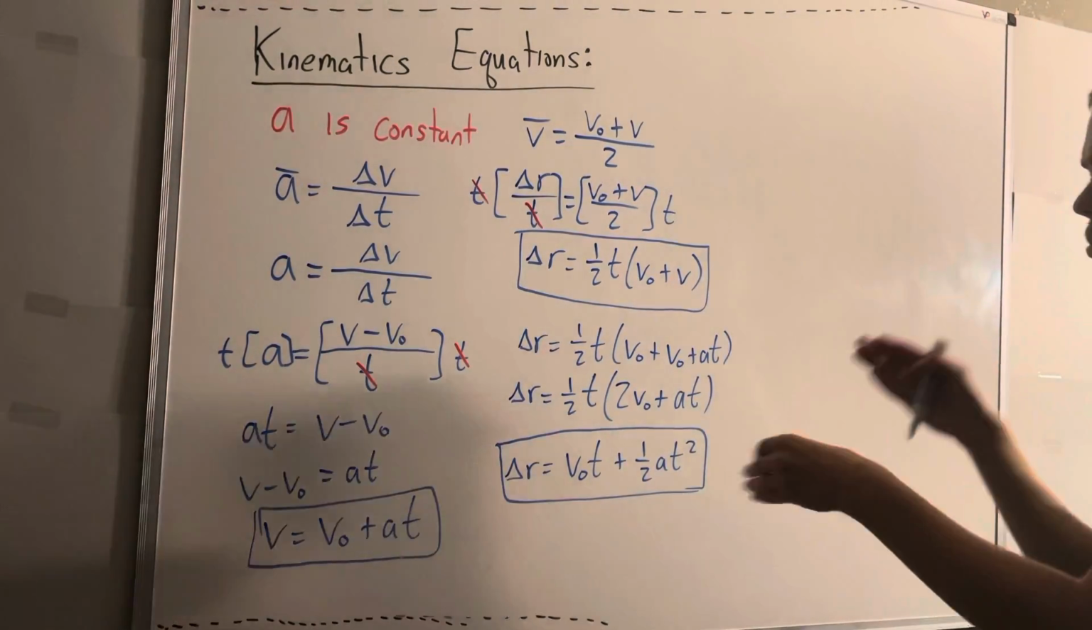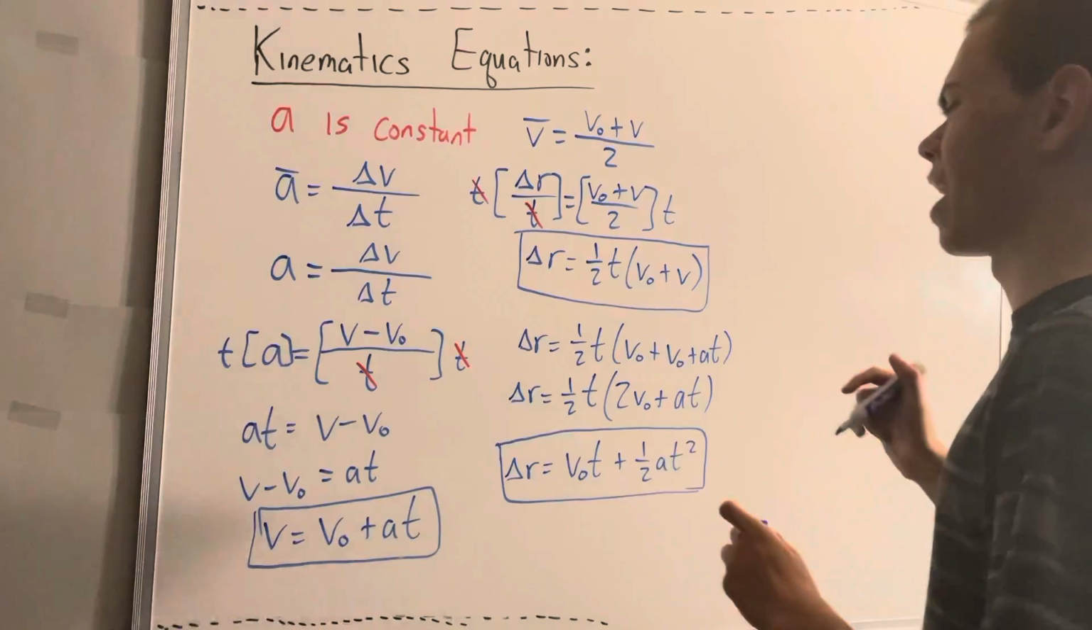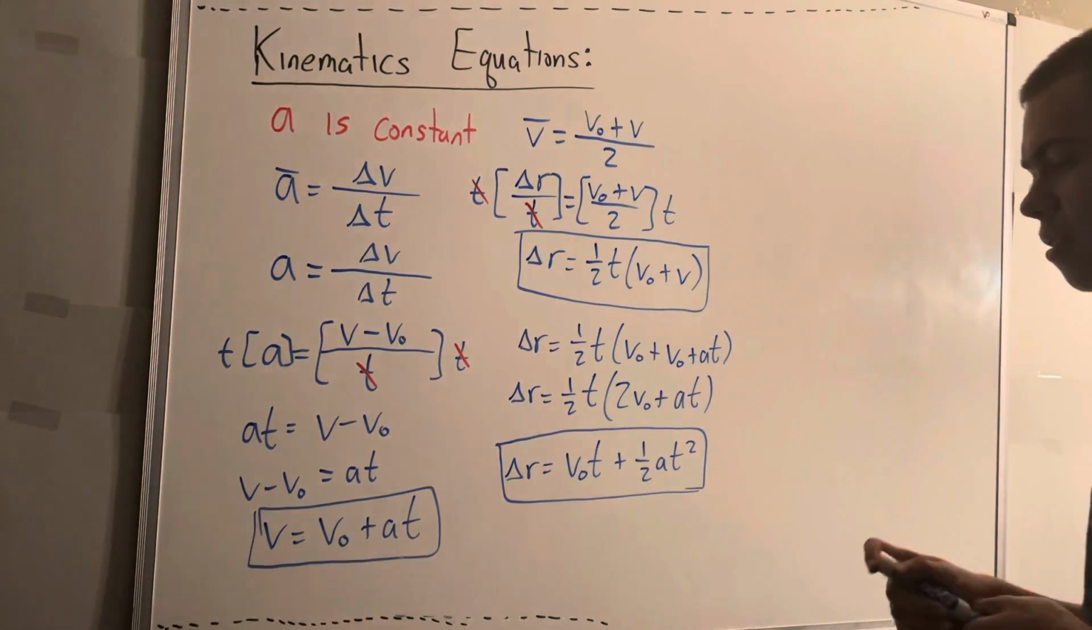And so pretty much there's one more. So how do we derive the other one? And where do we go from here?